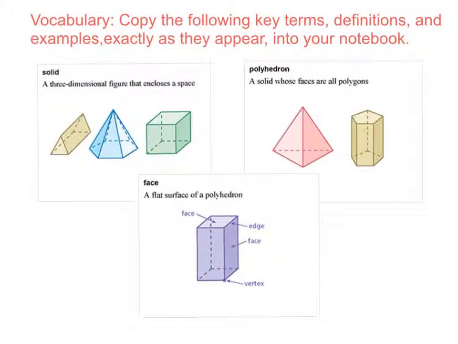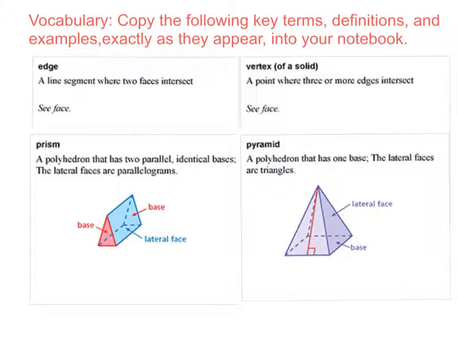A solid is a three-dimensional figure that encloses a space. A polyhedron is a solid whose faces are all polygons. A face is a flat surface of a polyhedron. Here's some more vocabulary for you to copy into your notebook.